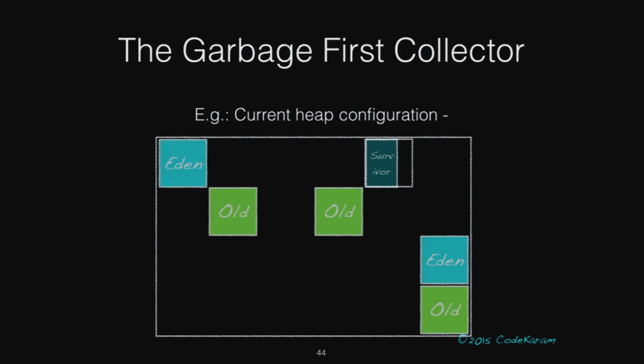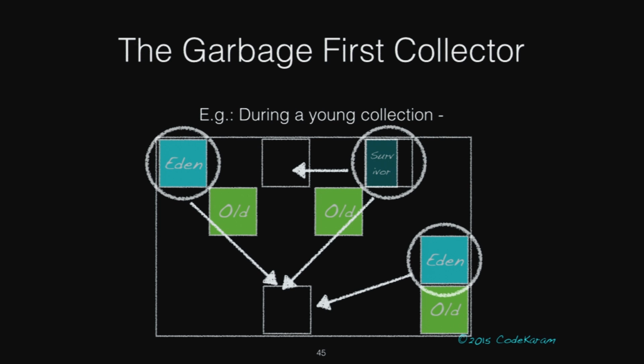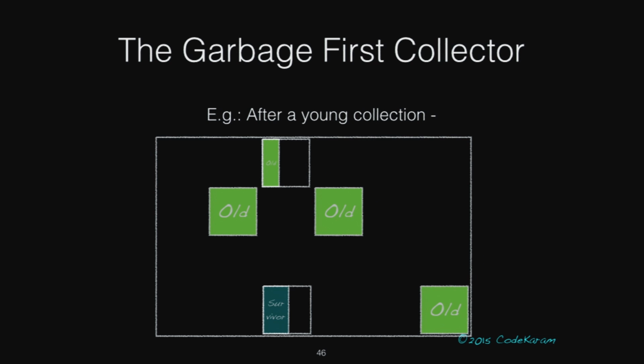So let's look at the current heap configuration here. During a young generation collection, the regions are identified, and a young generation collection will always collect its generation in its entirety. Okay? So all the occupied regions in the young generation will be collected. There you go. Something survived and something got promoted, and here we have the heap after a young gen collection.